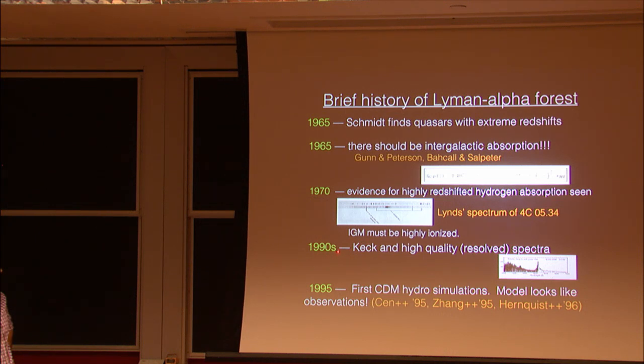Then jump forward to the 1990s, with Keck and the high-resolution spectrograph, we started getting these extremely beautiful resolved spectra, signal-to-noise 100 in every pixel of the Lyman Alpha Forest. And then in the mid-90s, the first cold dark matter hydro simulations were run. The first simulations were here at Princeton, by Yu Sin and Jerry Ostriker, and Jordi Miralda-Escudé, who was here at the time. One of the first applications was to see how well they reproduced the Lyman Alpha Forest, and they found immediately that the simulations produced something that looked strikingly like the observations. Many people point to this as one of the great successes of numerical cosmology.